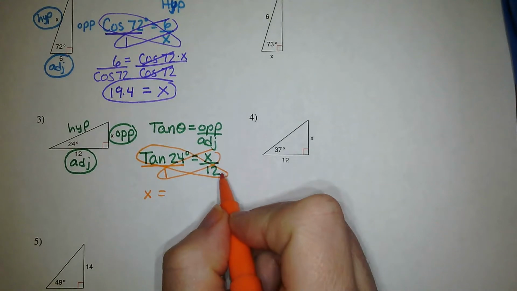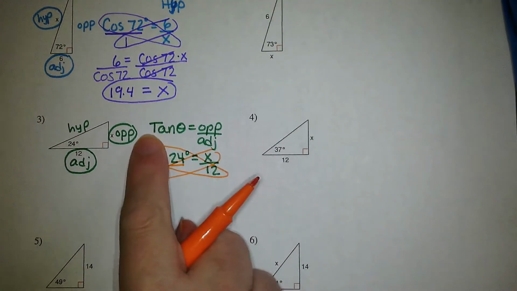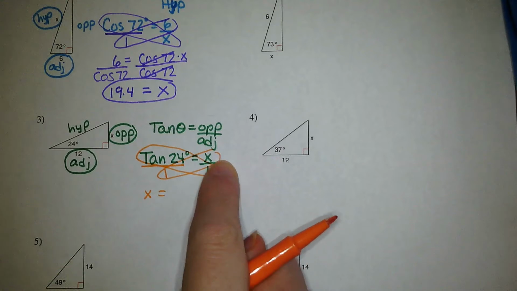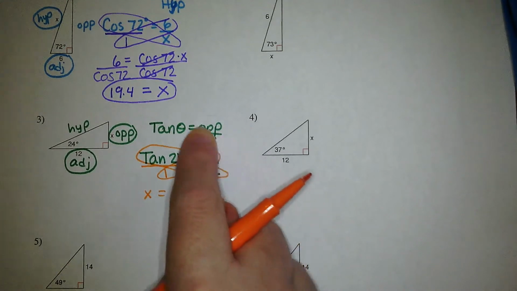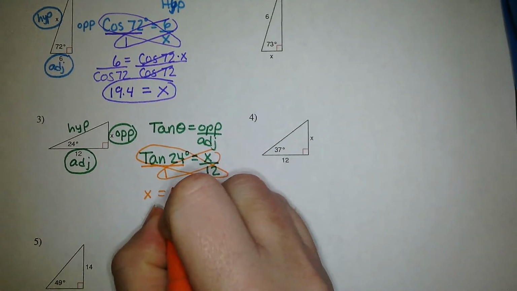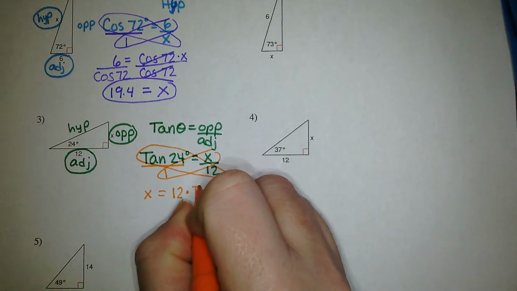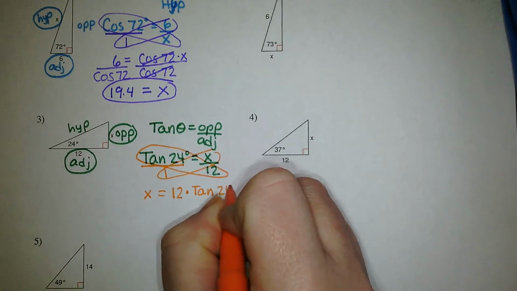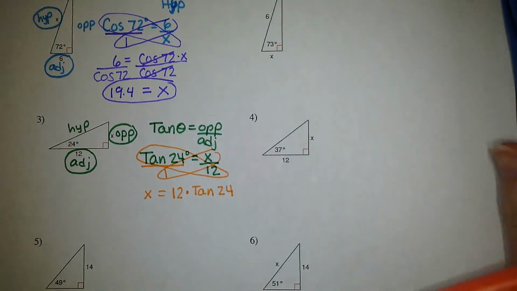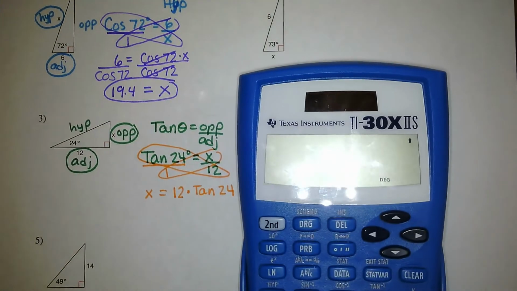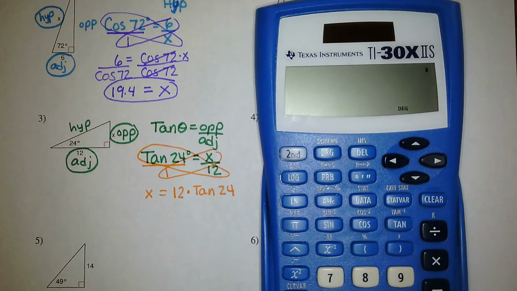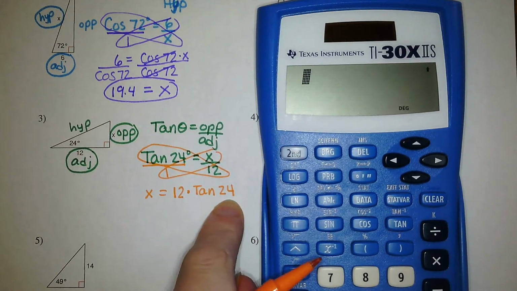Now you have to look carefully here. When you go to multiply this, make sure your constant, the one with the plain number, comes out in front. So this should say 12 times tangent 24. You don't want to put the 12 next to the 24 because then it looks like 2,412, and that's not what we want. So now we're into the calculator because we're ready to multiply.